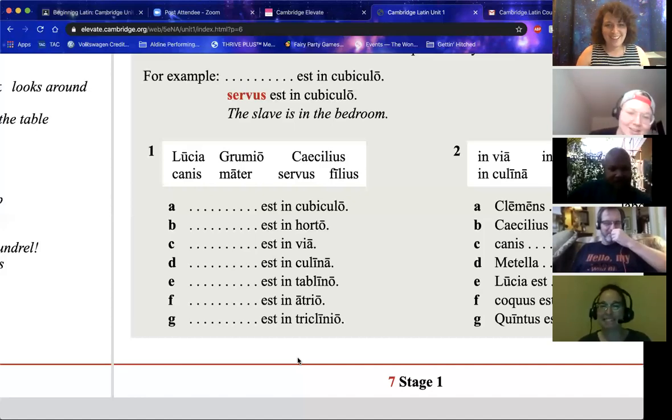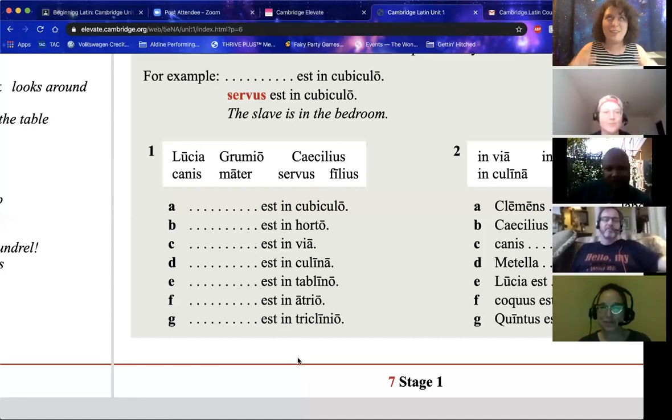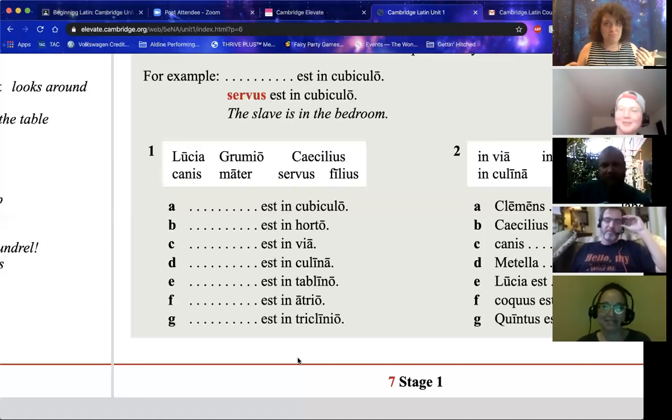Mater est in atrio. Yeah. That is more, yes, for the reason you stated. Yes. Now, Lucia absolutely could be in the atrium. You got it backwards, is why. Yeah, Lucia is his daughter. There you go. Yeah, let's learn those characters. Otherwise, things are gonna get real awkward real quick.